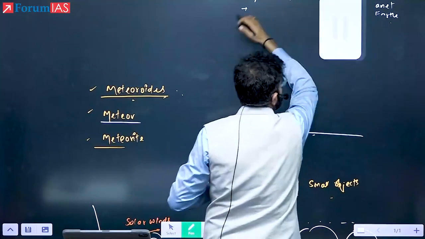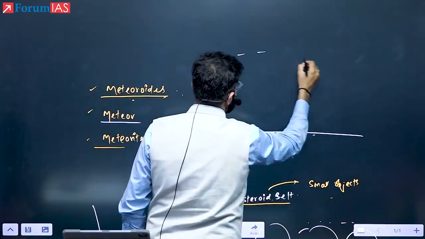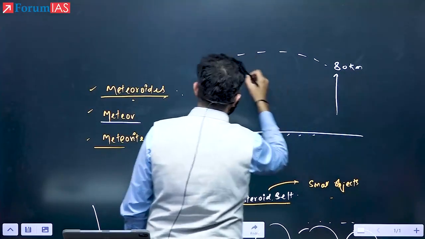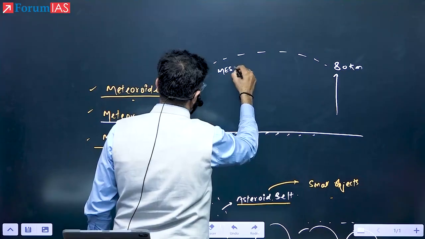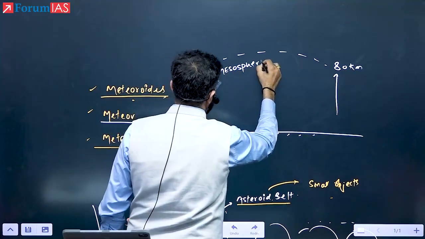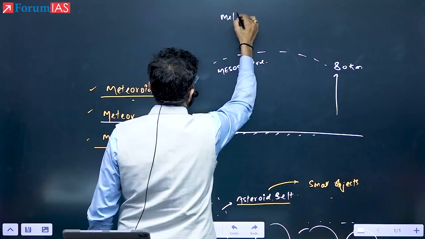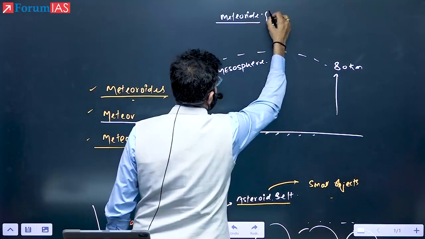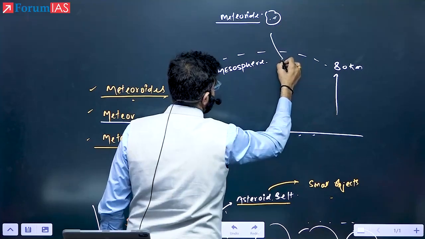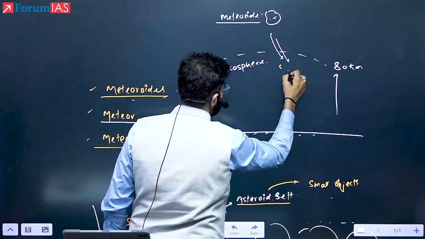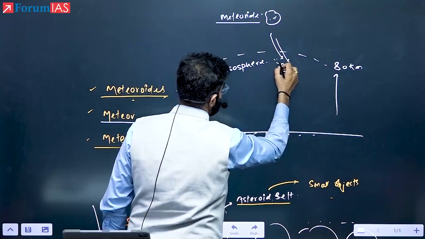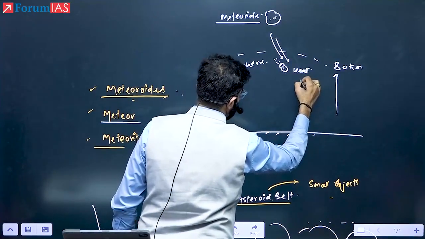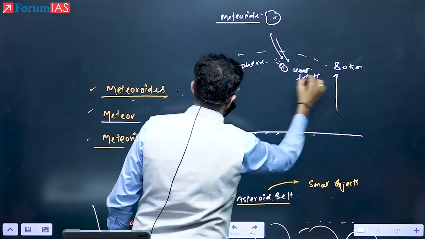See here. When it comes to our atmosphere, the atmosphere is denser, especially up to 80 kilometers. And this is your mesosphere here. Now what happens is, this is the meteoroid, the celestial object. When it tries to enter our atmosphere, it will start burning because of the heat and friction. Mostly it happens in the mesosphere.